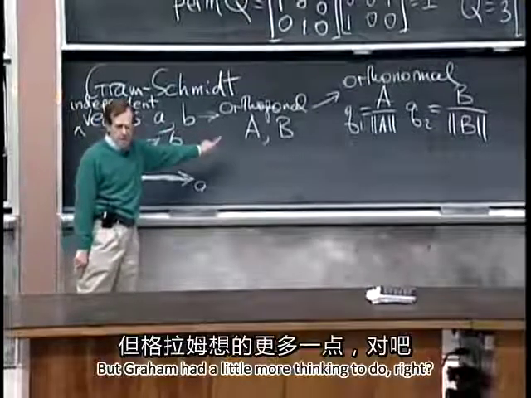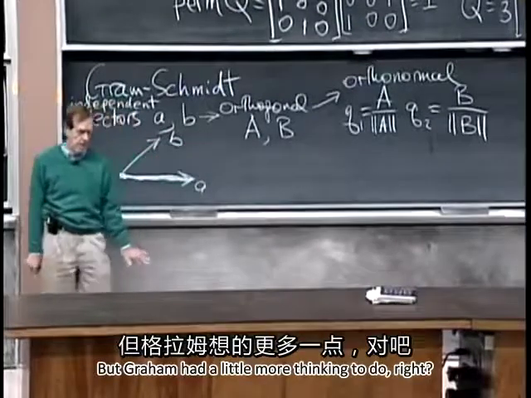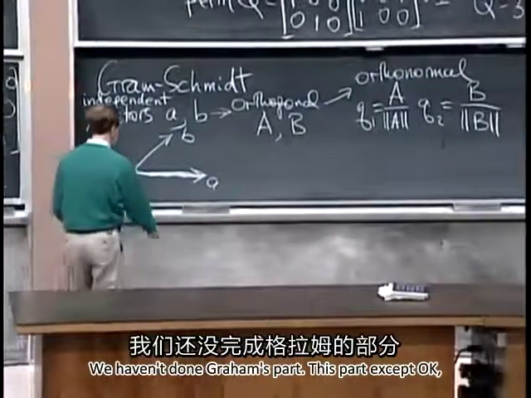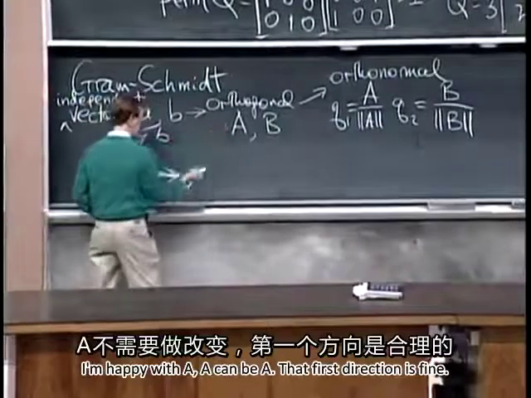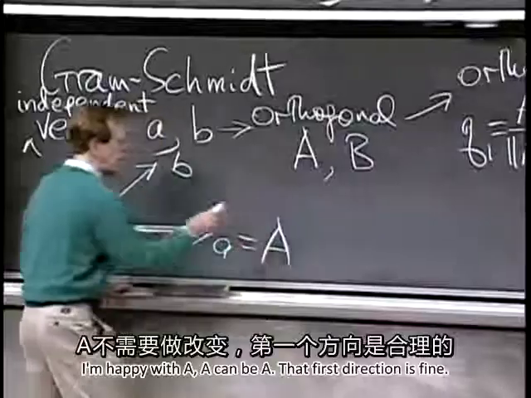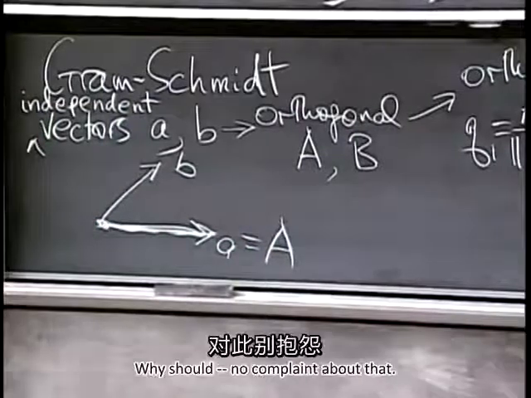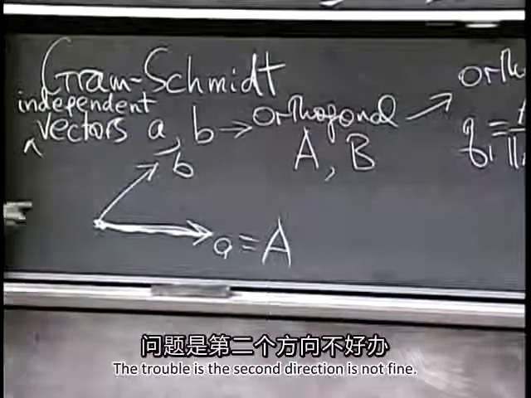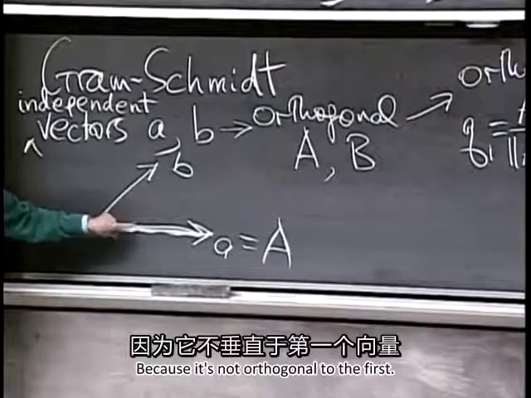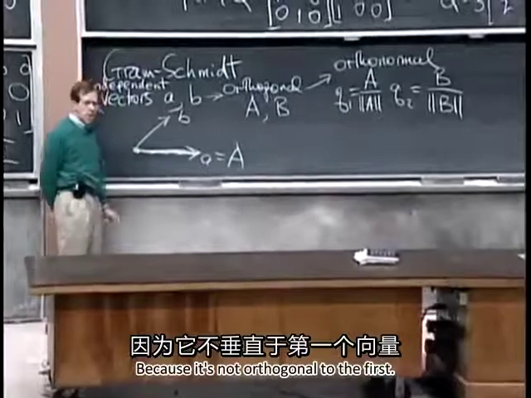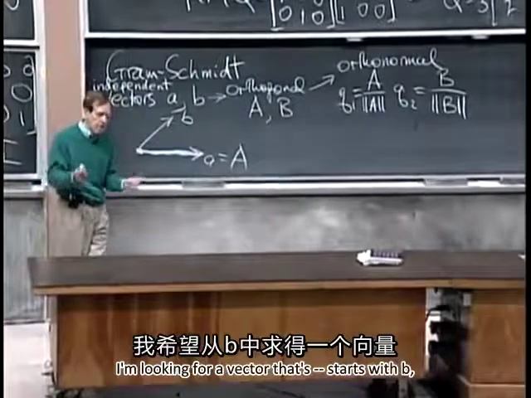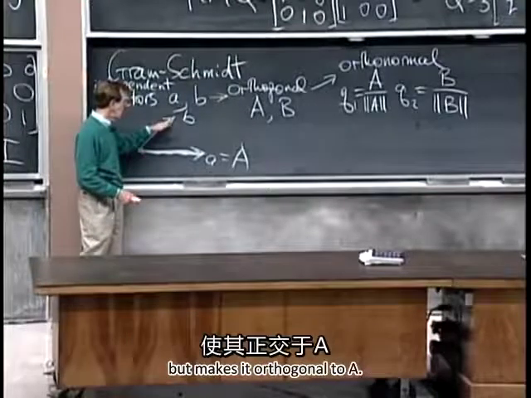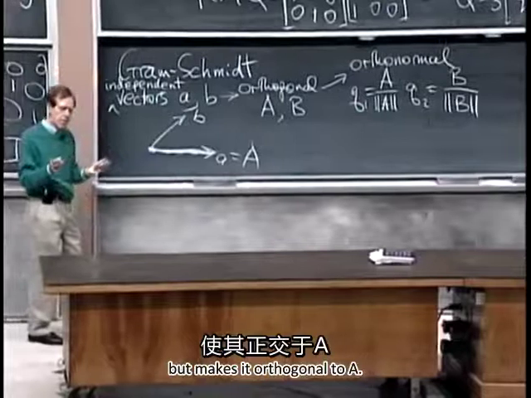But Graham had a little more thinking to do, right? We haven't done Graham's part. I'm happy with A. A can be A. That first direction is fine. No complaint about that. The trouble is the second direction is not fine, because it's not orthogonal to the first. I'm looking for a vector that starts with B, but makes it orthogonal to A.